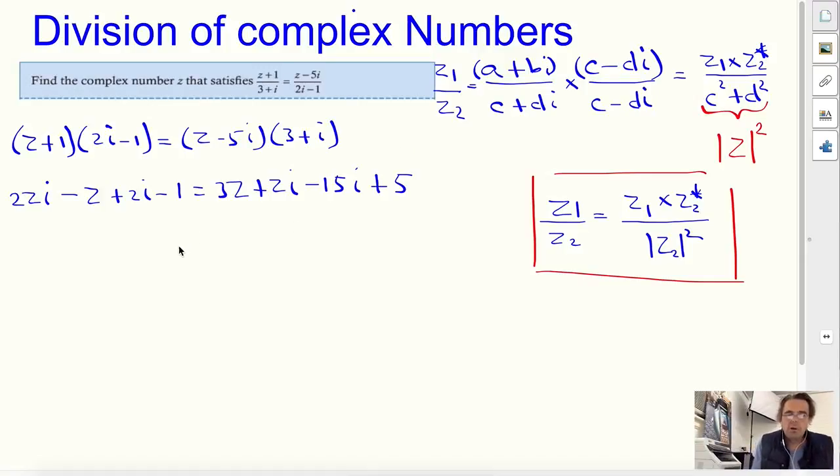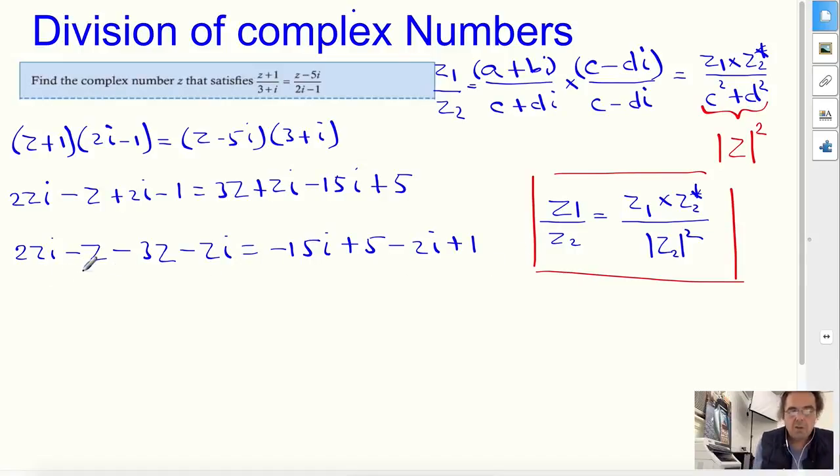Then I'm going to bring all the terms with z to the left hand side and all the terms without z to the right hand side. That's a smarter move because we want to isolate z. So I have 2zi - z, and then I get a negative 3z, and I get a negative zi. And on the right hand side I have negative 15i plus 5. And I also have a negative 2i plus 1.